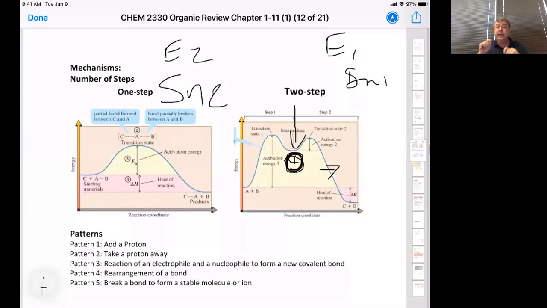And even the radical reaction. We break a bond to form a stable molecule or ion. In that case, we're making that radical. And so the pattern even follows for our newest mechanism. So look for that continuity in thought process on every single reaction we do.